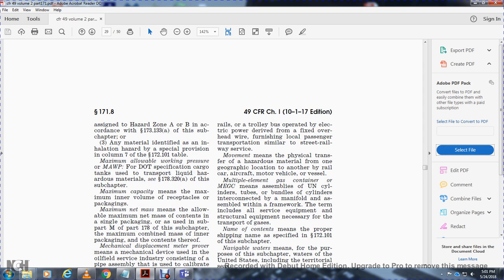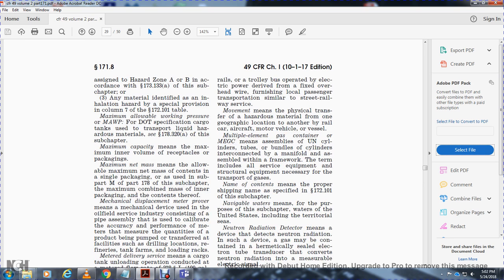Movement means the physical transportation of a hazardous material from one geographical location to another by rail car, aircraft, motor vehicle, or vessel. Multiple element gas container, or MEGC, means a UN cylinder, tube, or bundle of cylinders interconnected by a manifold assembly within a framework. The term includes the service equipment and structural equipment necessary for the transportation of gases. N.O.S. means not otherwise specified, with the proper shipping name as specified in 171.102 of the subchapter.